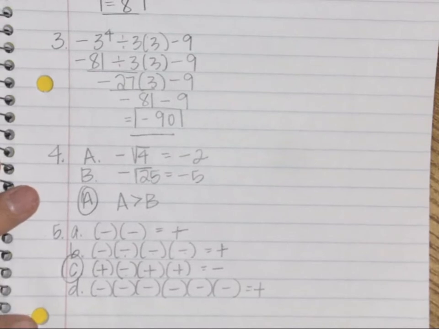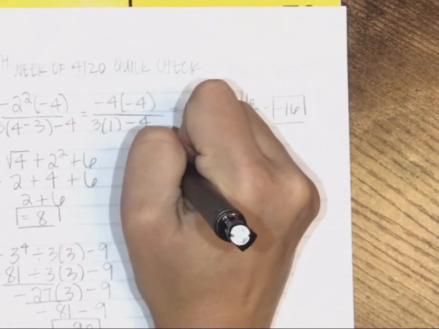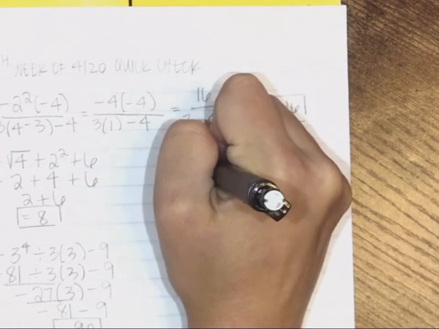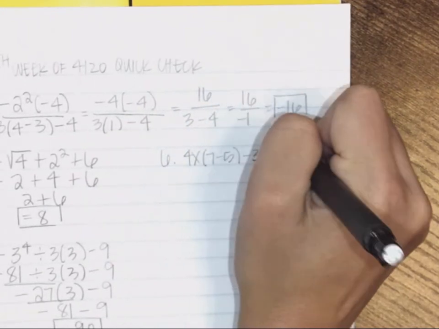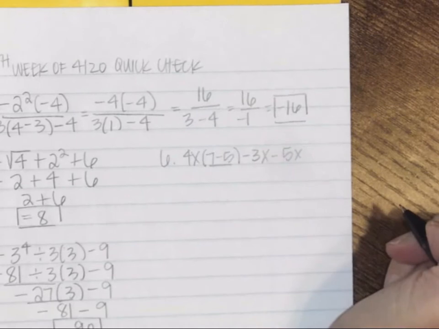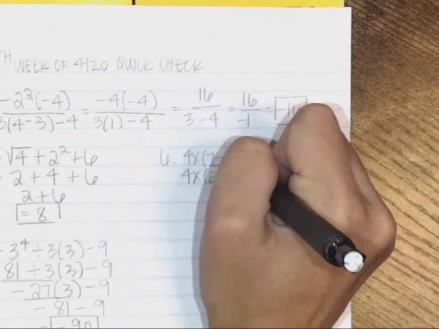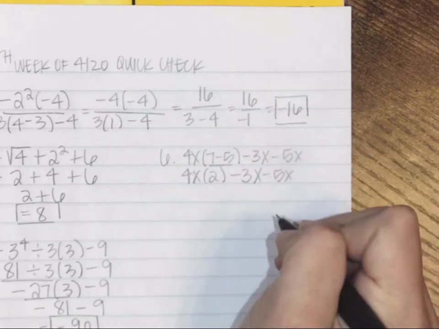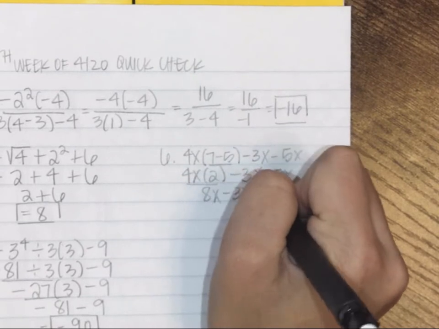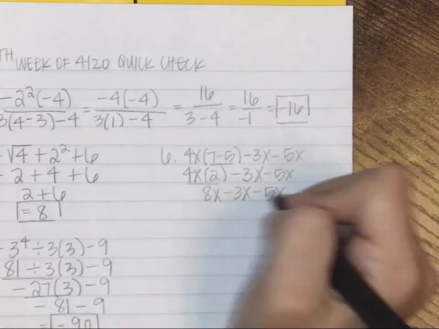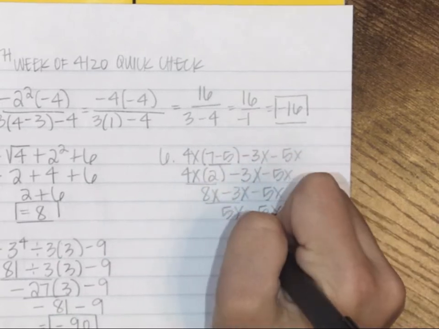For number 6, we need to simplify the expression. We have 4x times 7 minus 5 minus 3x minus 5x. So we have to do our parentheses first. So 7 minus 5 is 2. So we have 4x times 2 minus 3x minus 5x. And we're going to do our multiplication first, and we get 8x minus 3x minus 5x. And then we work left to right, so that'd be 5x minus 5x, which would be 0x.